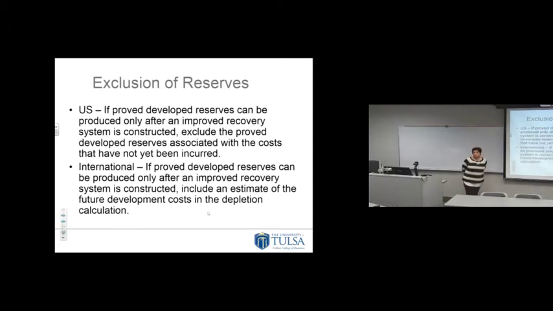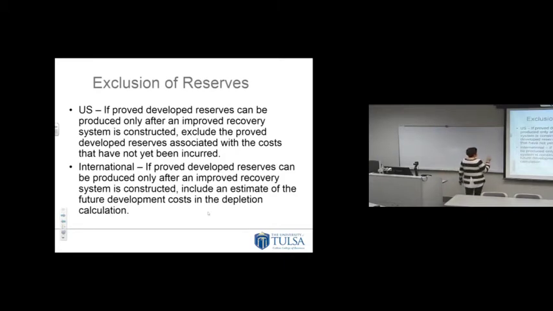And the engineers, certainly not the accountants, determined that there needs to be an improved recovery project before we can get to all of our reserves. So, under U.S. GAAP, if proved developed reserves can be produced only after an improved recovery system is constructed, then we're going to exclude the proved developed reserves associated with the cost that has not yet been incurred. In other words, exclude the amount of reserves I can't get to until I've done that project. Once I've done that project, add the reserves back in.